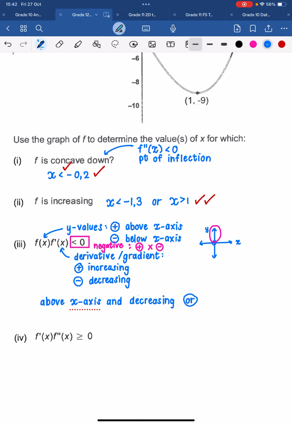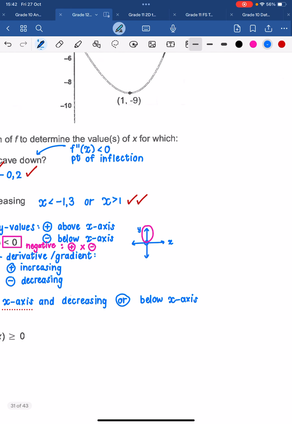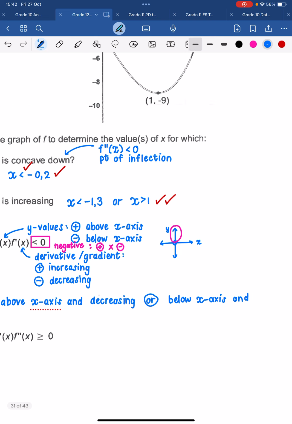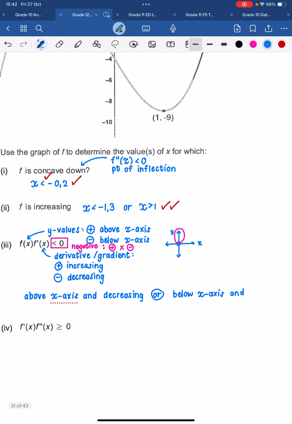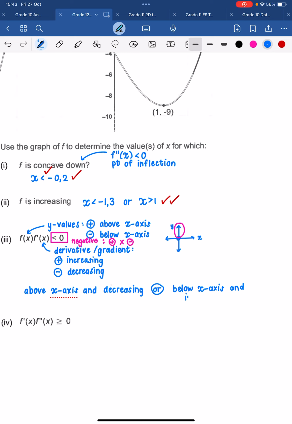Or we are going to look for a negative y value. So a graph that lies below the x-axis and at the same time, if the f(x) values, the y values, are negative, then the gradient, the derivative, has to be positive, so the graph has to be increasing. Let me move it across and zoom out a little bit. Right, so those are the combinations that we're looking for.